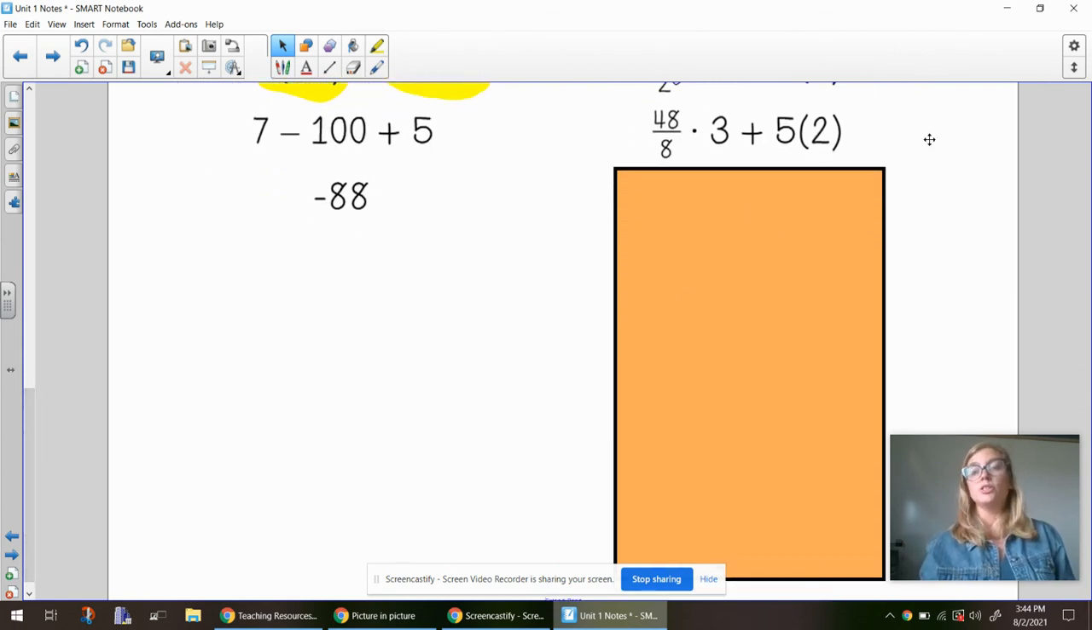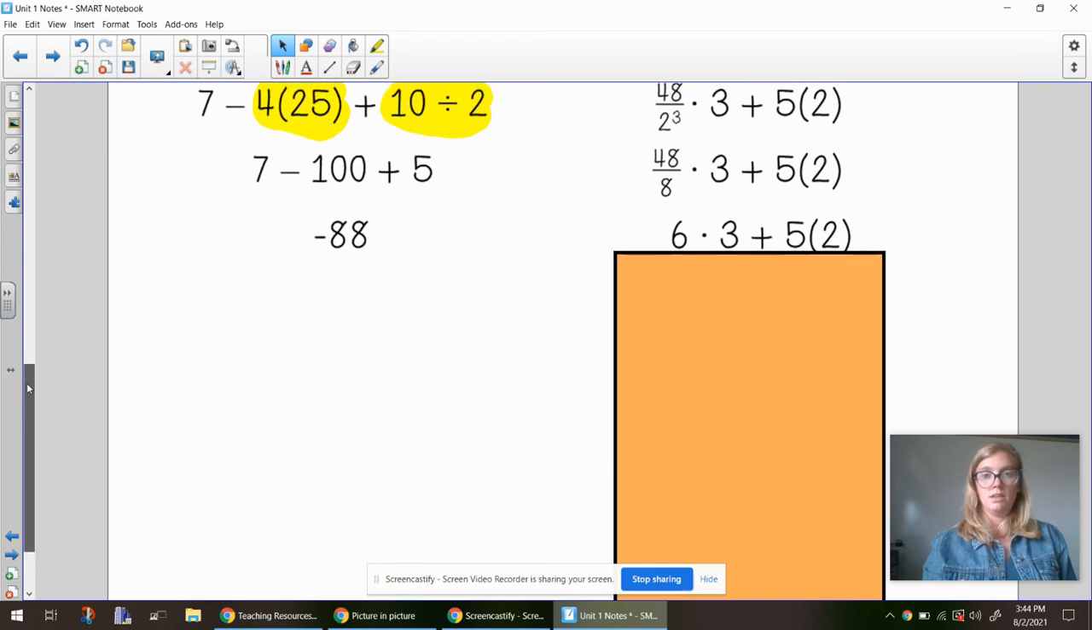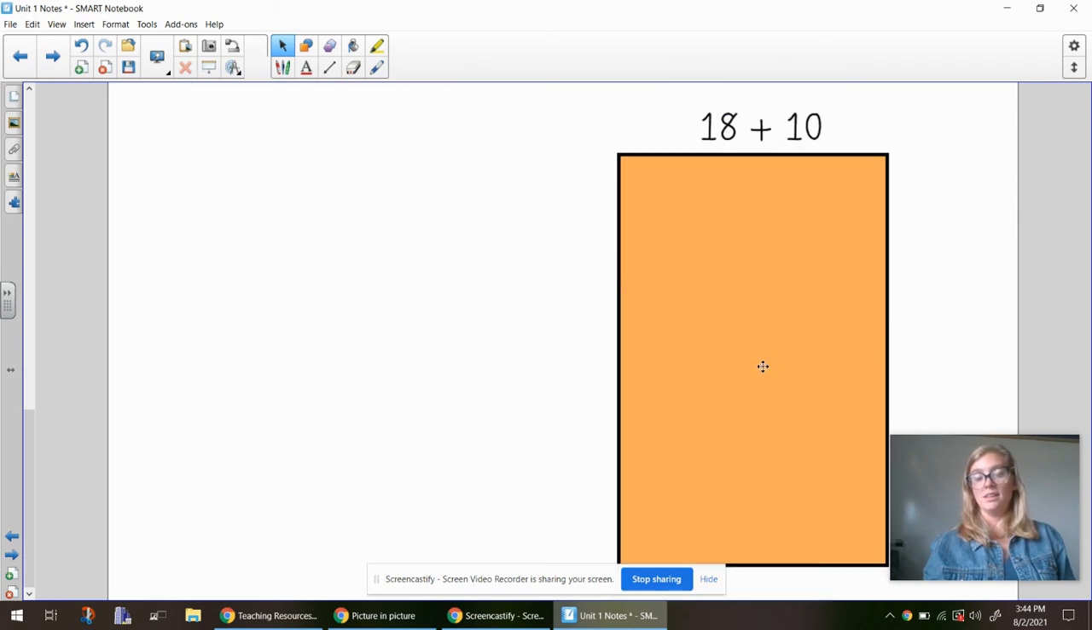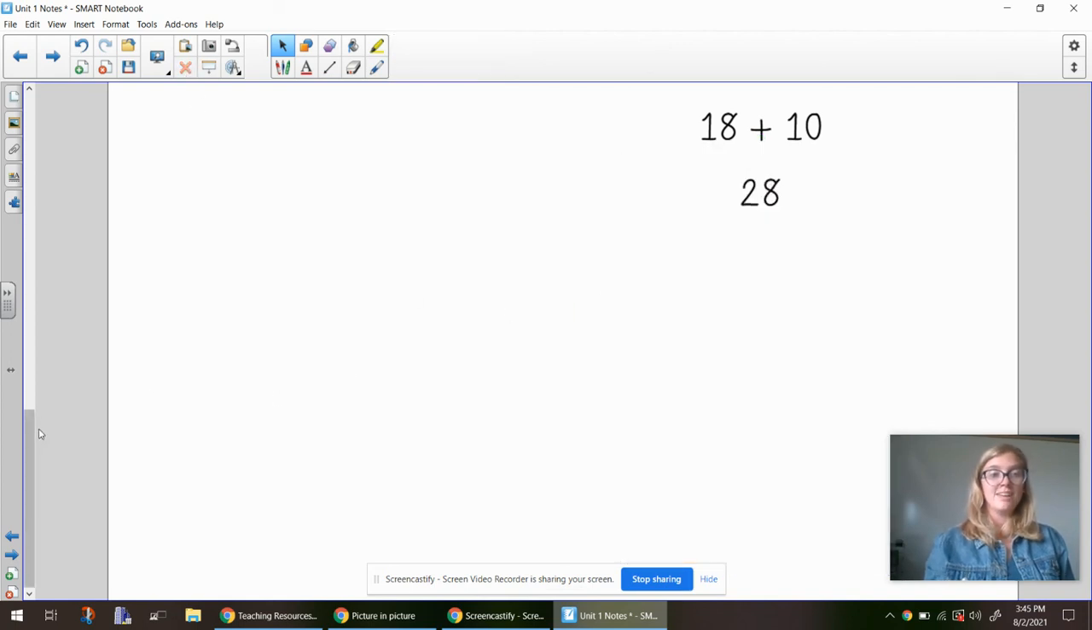After this, we're going to do multiplication and division again in the same step, so we've got to start left to right. Our leftmost is some division, followed immediately by multiplication, and then there's some more multiplication here. So let's start with this division. 48 divided by 8 is 6. Now we're going to keep going from left to right. 6 times 3 is 18. 5 times 2 is 10. Now we add 18 plus 10, which is 28.